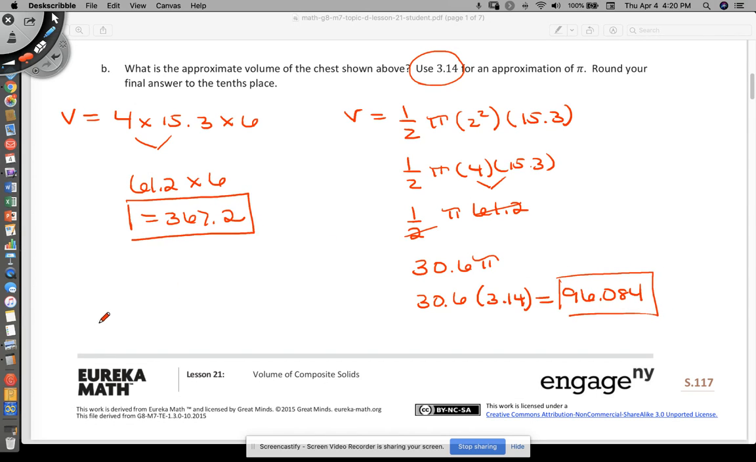Now I'm going to take these two answers and add them together. So I'm going to say 367.2 plus 96.084 gives me a grand total of 463.284 feet cubed.